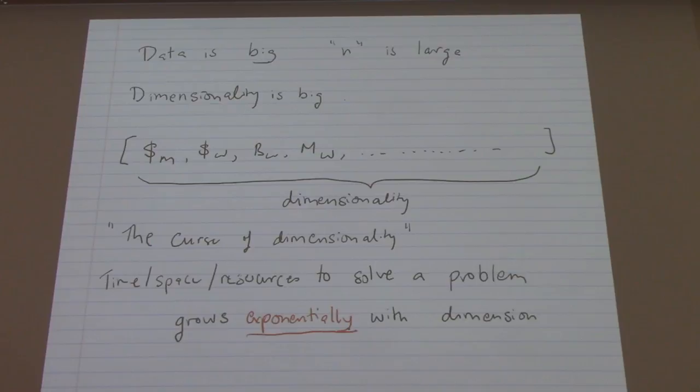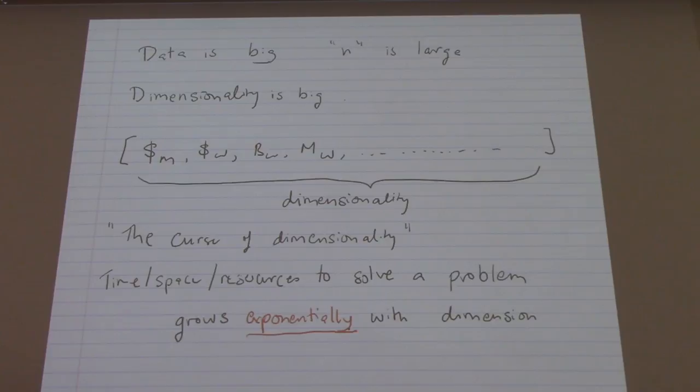So if you're dealing with some data and you start throwing in more information, there is a price you're going to pay for doing so. And it is dealing with that price, not about the size of the data, but the dimension of the data, which is the topic of today's lecture. So that's sort of the overview of what I want to talk about.